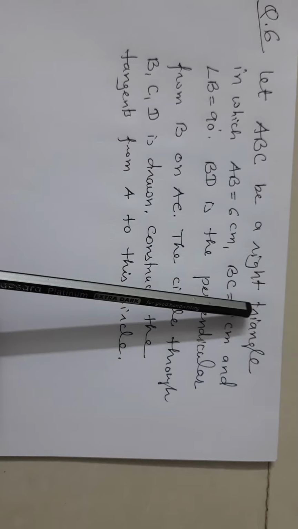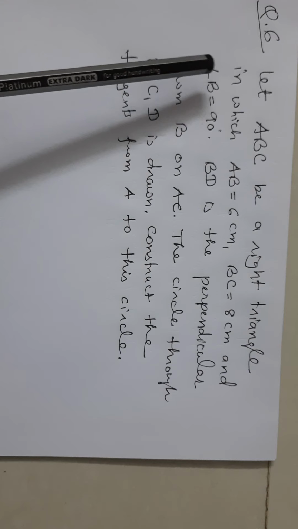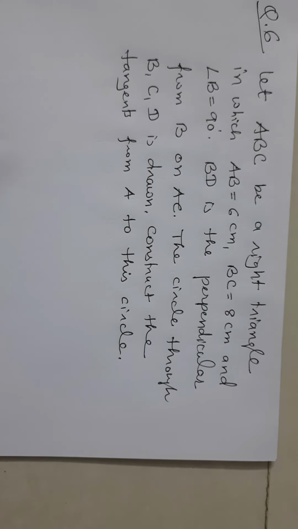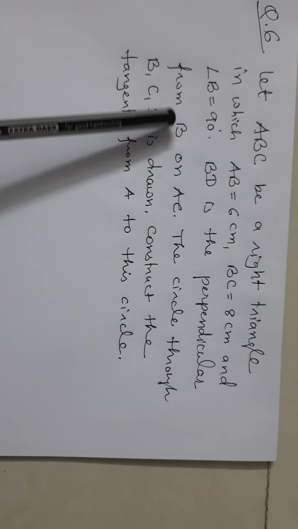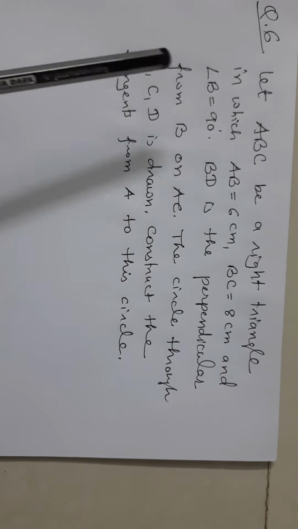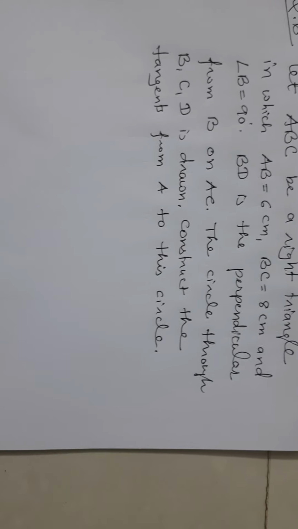Let ABC be a right angle triangle in which AB is 6 cm, BC is 8 cm and angle B is 90. So first of all we construct triangle ABC. Then BD is the perpendicular from B on AC. So we will draw perpendicular BD from B on AC. And then a circle through B, C, D is drawn, and construct tangents from A to this circle through BCD.